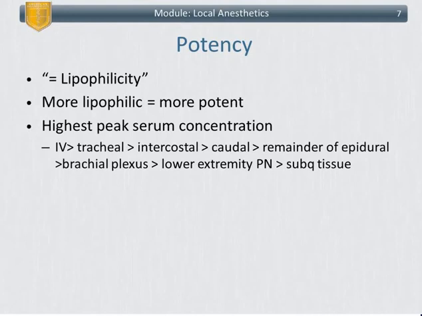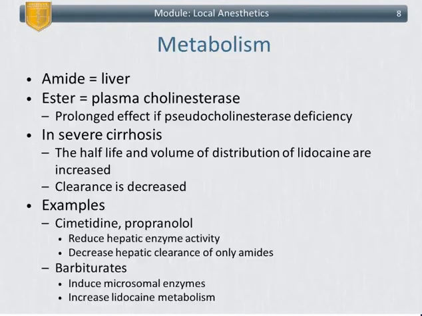You also should pay attention to where you're injecting because different areas give you higher peak blood concentrations, and blood concentrations are related with side effects. So obviously giving it IV will give you the highest blood concentration, but the next is tracheal, the next is intercostal, and caudal, and the rest of the epidural space, brachial plexus, lower extremity, peripheral blocks, and subcutaneous tissue being the least serum concentration peak.